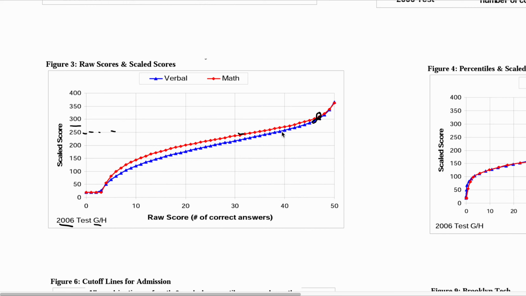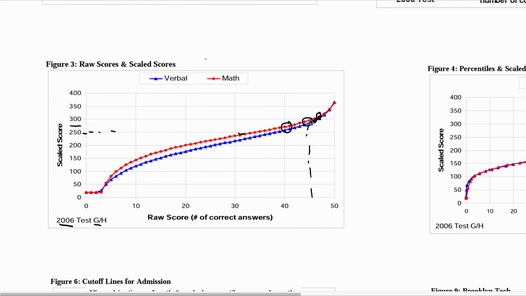And the takeaway from this is that there are 2 takeaways. One is that in order to get into most of the specialized high schools, you might need to score somewhere around here if you're getting an equal amount of verbal and math correct, so maybe low to mid 80s. And if you want to get into Stuyvesant, their cutoff is a little bit higher, so you might need to get 280s in each section, so somewhere in this range, like mid 40s, or high 80s for both of the sections.